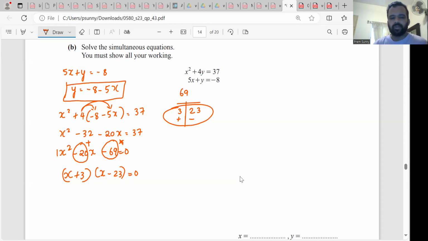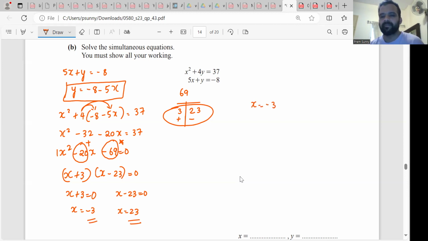So now I need to equate each factor to 0 separately. So x plus 3 is equal to 0 and x minus 23 is equal to 0. X is equal to minus 3, x is equal to 23. So I got both the x values. So x is minus 3 and x is 23.